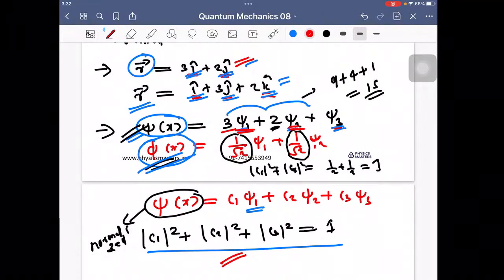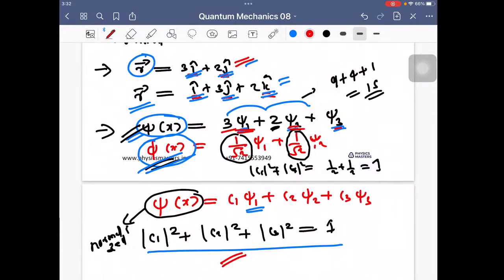Here we have discussed what is Hilbert space. So just like in the 2D space, we have two base vectors. In the 3D Euclidean space, we have three base vectors. In the Hilbert space, we have an infinite number of base vectors or base functions. And every quantum mechanical system has its own Hilbert space.